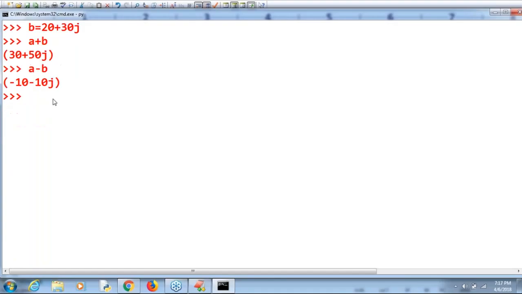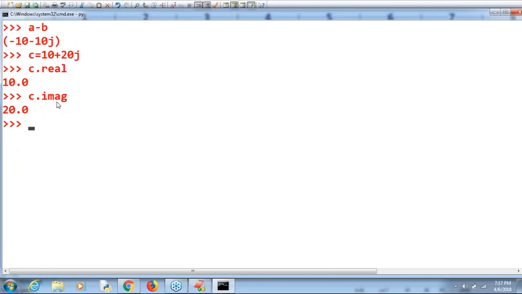If you want, have a look once. C is equal to 10 plus 20j. C dot real, what is the real value? 10.0. C dot imag, then automatically 20.0. I hope you can understand. Internally, real and imaginary are considered float type. That's why we get 10.0 and 20.0 by default.